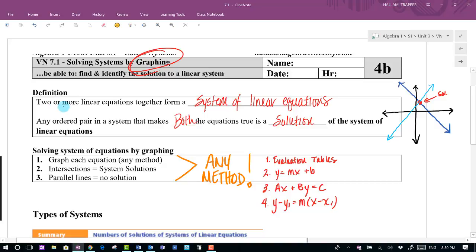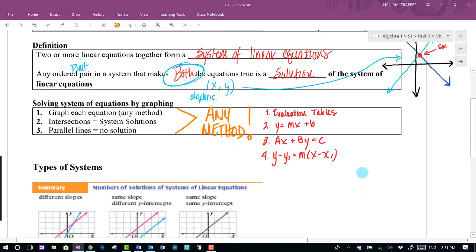Again, by definition, two or more linear equations that come together form a system of linear equations. That's what this is over here on the right. And then a solution is any ordered pair, or if you will, point, that makes both equations true. So we can plug the coordinates of that intersection point into the equations, and we should find that they make true statements. Then it's a solution to that system. We'll do this part by algebraic methods in the next unit, where we'll explore that a little bit more.